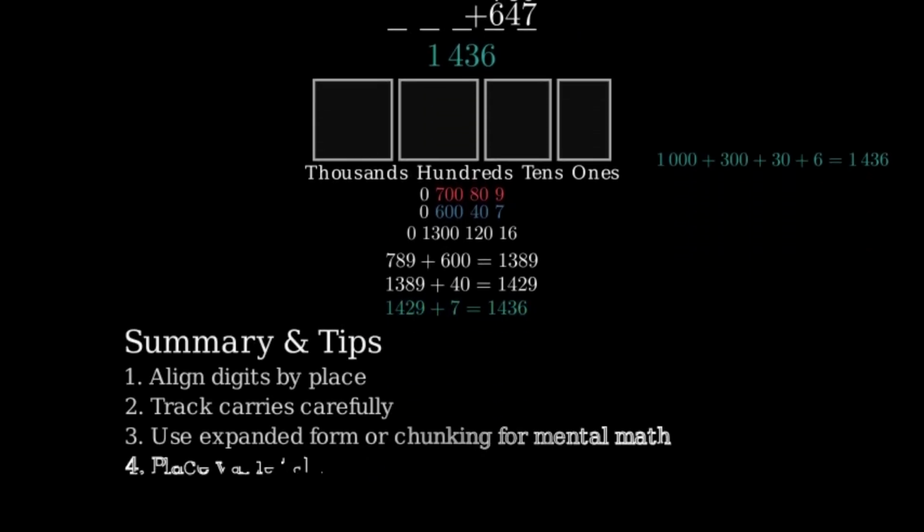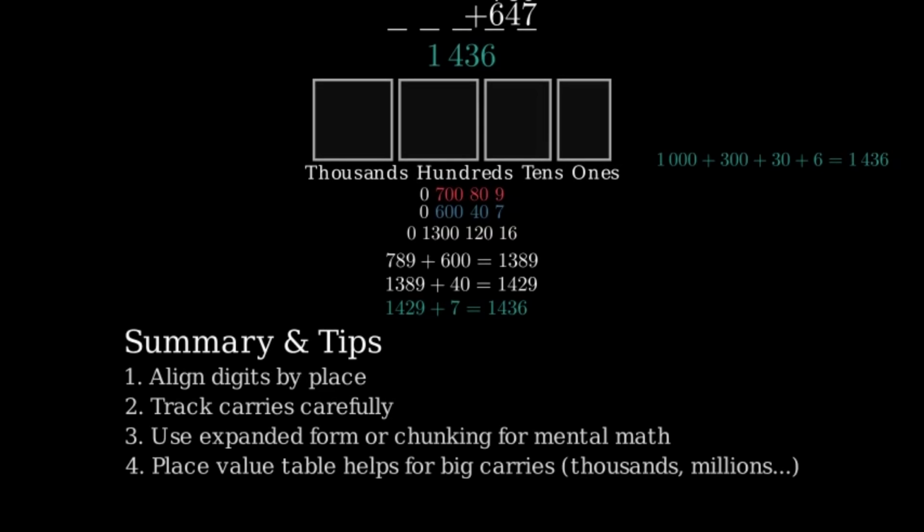Let's summarize. We solved both problems 3 ways: the column algorithm, the place value table and expanded form, and stepwise chunk addition. The place value table is especially powerful because it shows where carries go, even into the thousands or millions if needed. Here are some quick tips. Always align digits by place, keep track of carries, and if you prefer mental math, add in chunks.